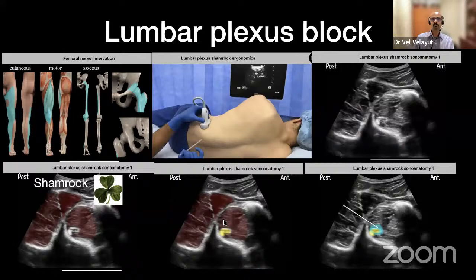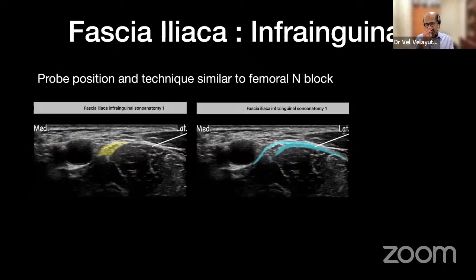So fascia iliaca infrainguinal, let's just run through this quickly. In essence, it is no different to doing a femoral nerve block. Your position, your technique, everything is similar to a femoral nerve block. The only difference is you're going a little bit towards the head, close to the inguinal ligament. So you might see this muscle here, which is the sartorius. Then what you want to do is penetrate the fascia iliaca, and put some local anesthetic to run surrounding the femoral nerve. Because you're slightly higher than a femoral nerve, you might get a little bit of spread. But infrainguinal fascia iliaca is as good as a femoral nerve block. So if you can see the femoral nerve, just do that instead of this.